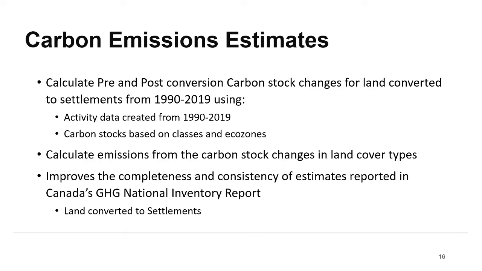So for our carbon emission estimates, we're going to calculate the pre and post conversion carbon stock changes for land converted to settlement from 1990 to 2019. So this is just using that activity data I talked about from 1990 to 2019, and then we're going to have these carbon stocks based on the classes and ecozones. And once we have both of these, we can calculate the emissions from the carbon stock changes in each land cover type.